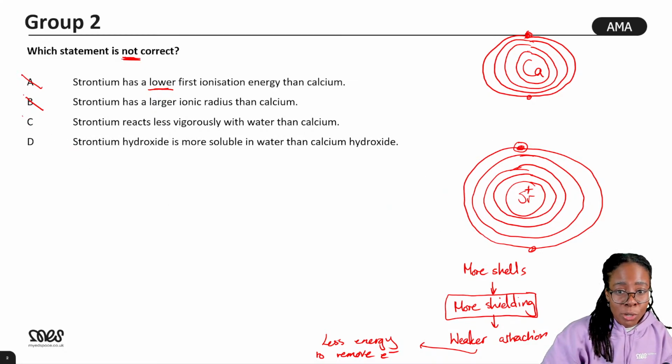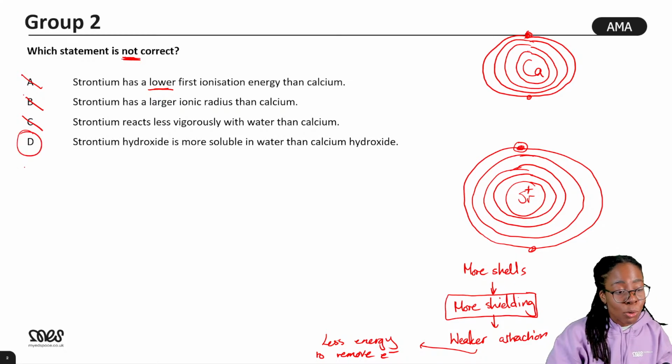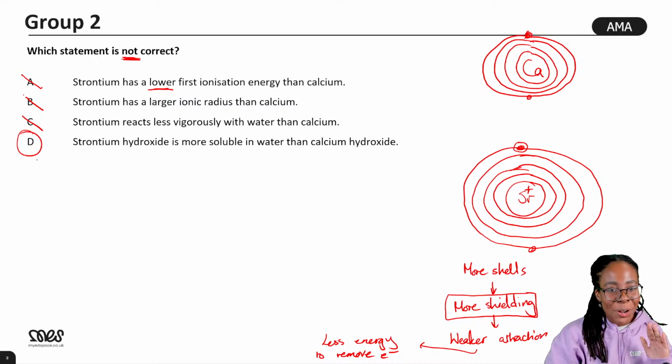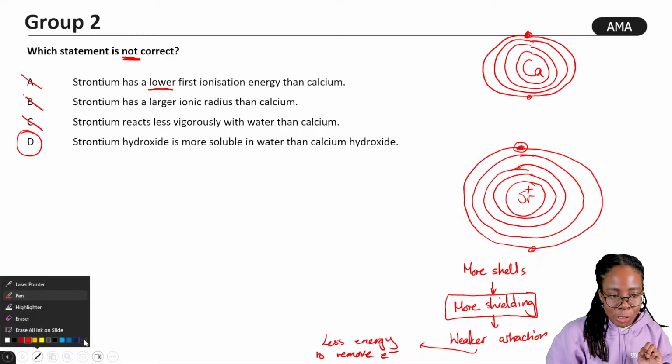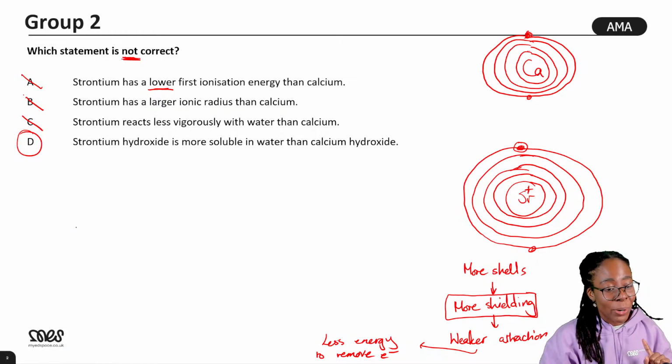So C is also true. So the correct answer must be D. Strontium hydroxide is more soluble in water than calcium hydroxide. And we know that because we know our trend in our hydroxides down group 2. So again, this is such a great question because it allows us to basically revise all of group 2 in just one question.